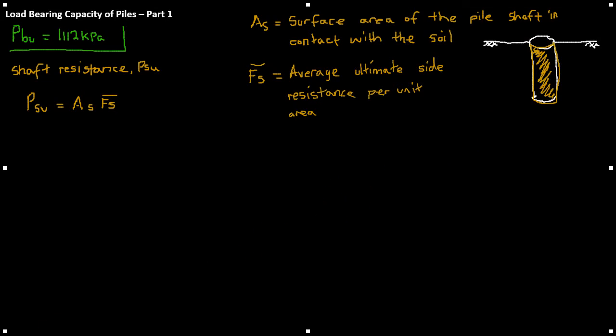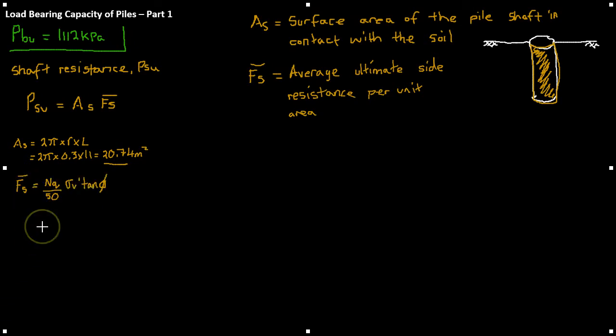So our AS can be simply calculated as 2 pi times r times L, and that will give us the curved surface area of the pile. So 2 pi times 0.3 times 11, and that will give us 20.74 meters squared. Now we need to calculate FS bar. FS bar is equal to NQ divided by 50 times sigma V effective times tan of the internal friction angle.